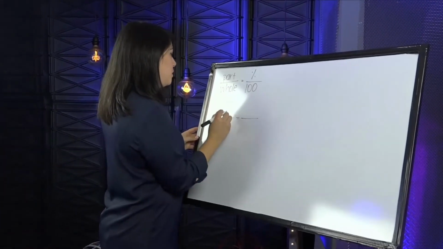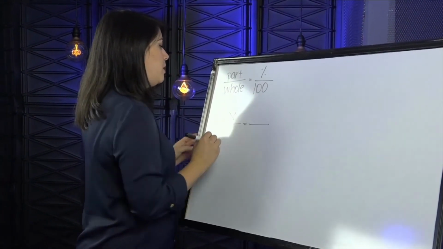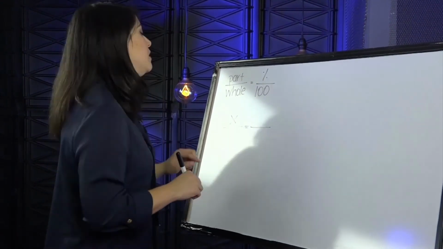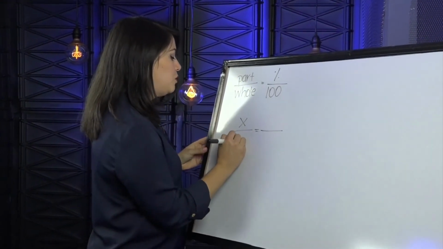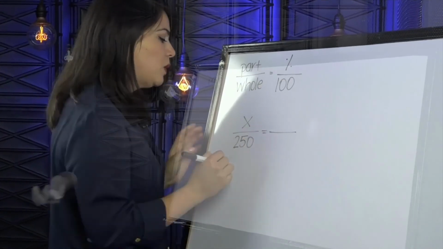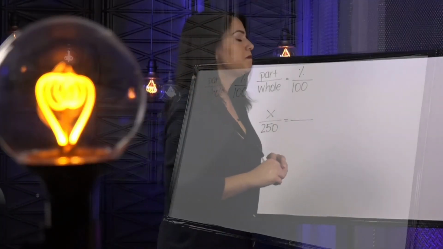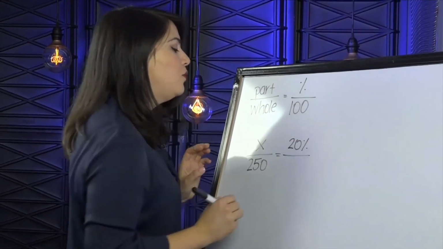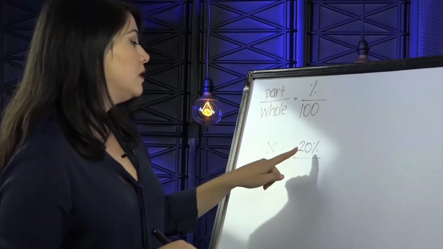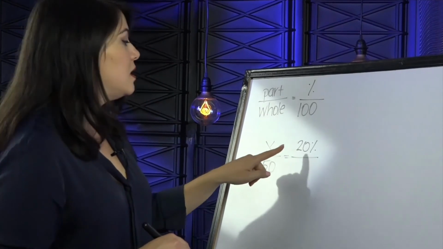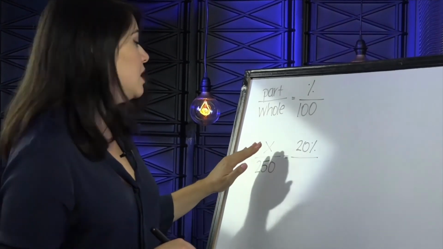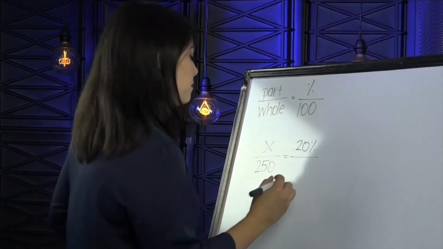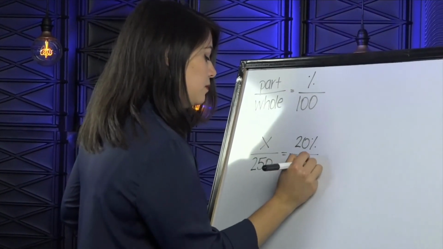So when we do our formula, let's go ahead and put an x for the part. Remember that our whole was 250 because there are 250 students at the field day. 20% of them are wearing hats. This is the number of people wearing hats, and this is the percent of people wearing hats. If it matches up, then we're doing good. And 100 always goes down here.